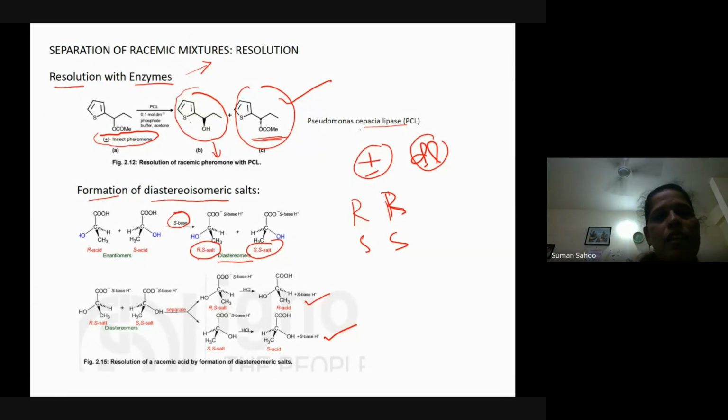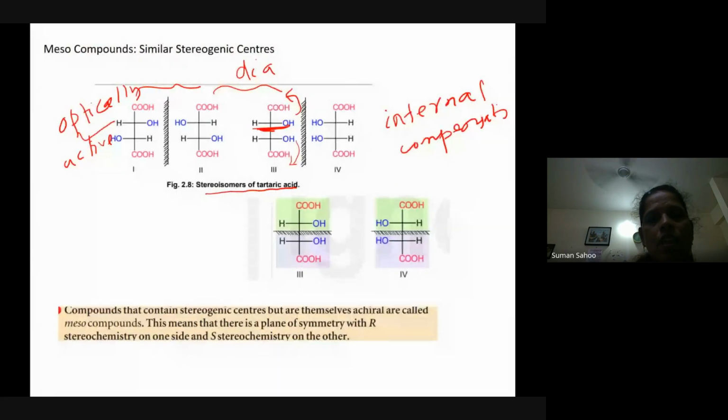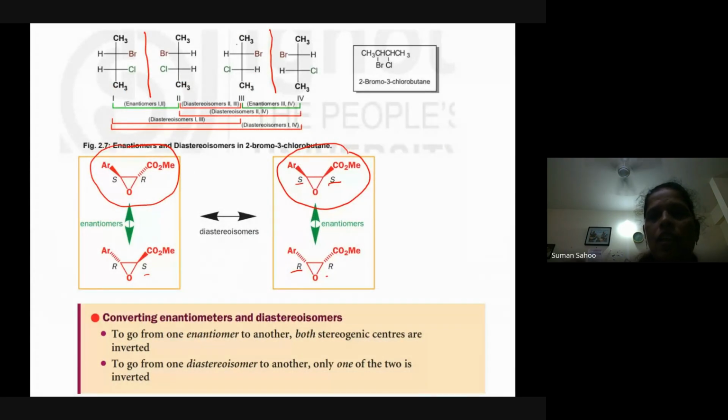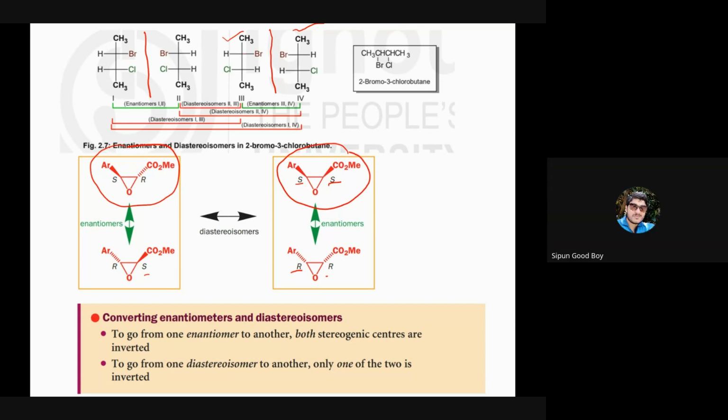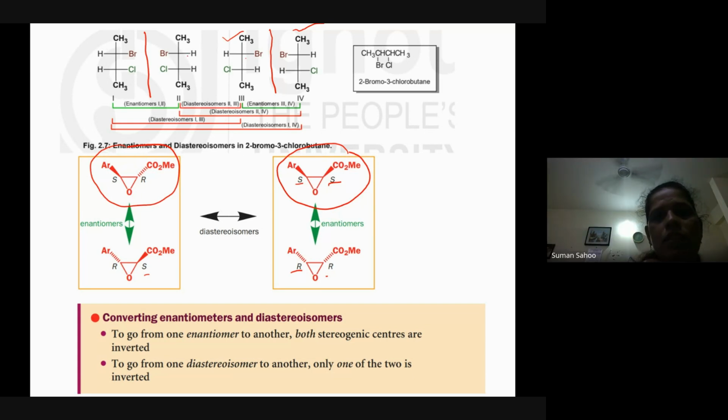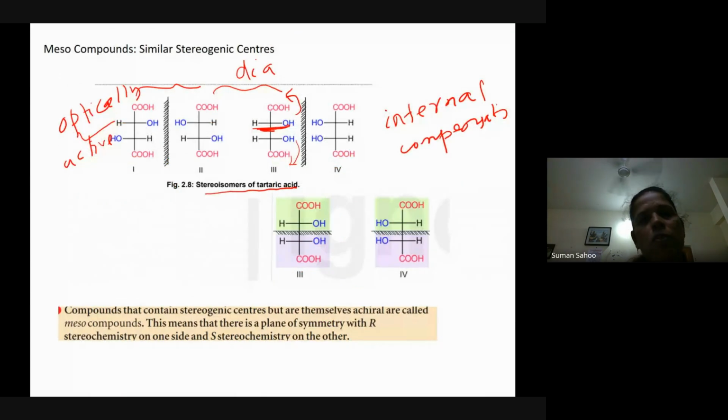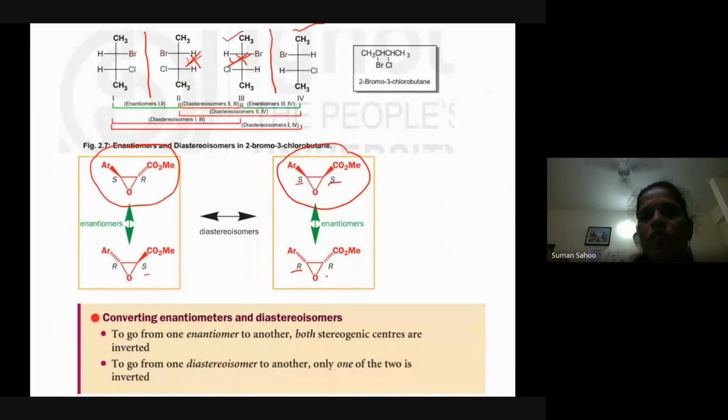If you see this 2-bromo-3-chlorobutane, they are optically active, and these two are enantiomers, but this one and this one are diastereomers. Some diastereomers may be optically active or may not be optically active. Here, these diastereomers are not optically active. This mesotartaric acid is not optically active because you have a plane of symmetry. Here you do not have a plane of symmetry.